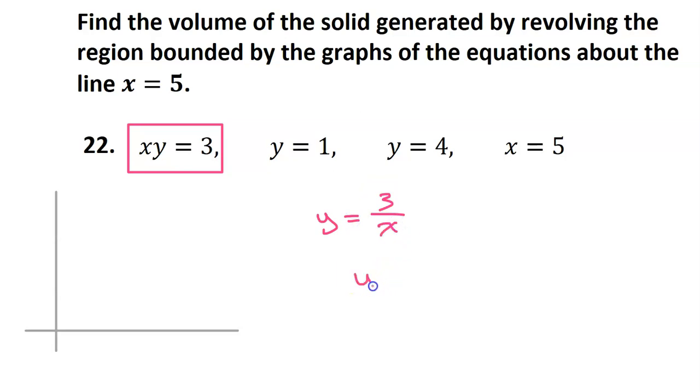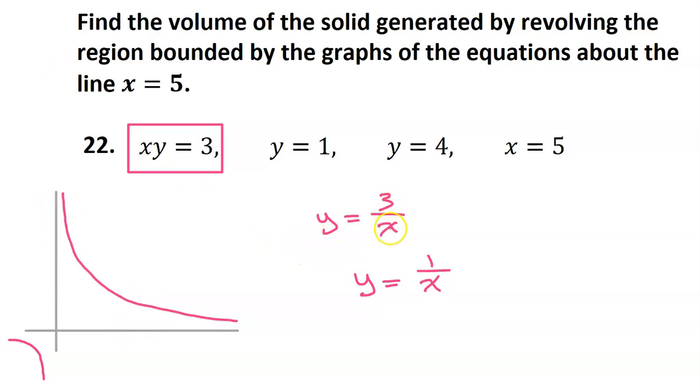Let's compare with the parent function, which is y equals 1 over x. We should have memorized a long time ago that this parent function has a branch in the lower left quadrant and a branch in the upper right quadrant, approaching the x-axis and the y-axis asymptotically.